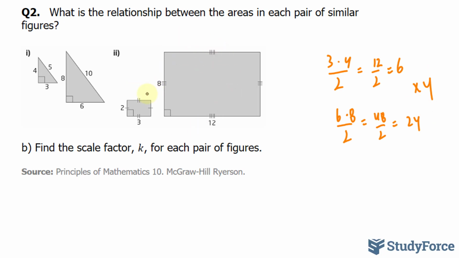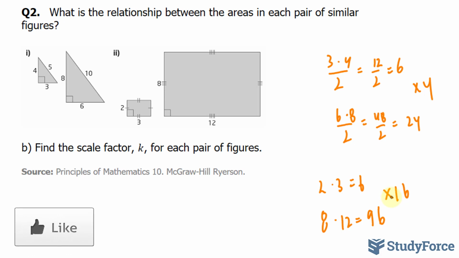How about this one for the rectangle? We start with the small one, 2 times 3 is 6, and the big one is 8 times 12 is 96. And if you divide 96 by 6, you'll end up with 16. Therefore, the area of the larger rectangle is 16 times the area of the smaller rectangle, and the area of the larger triangle is 4 times the area of the smaller triangle. That answers question A, and in question B, they want us to find the scale factor, K.